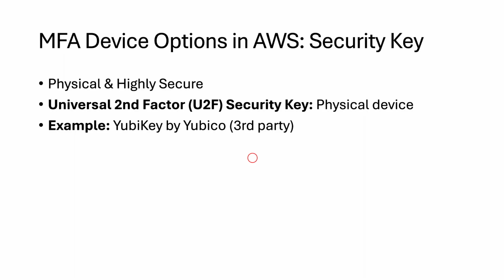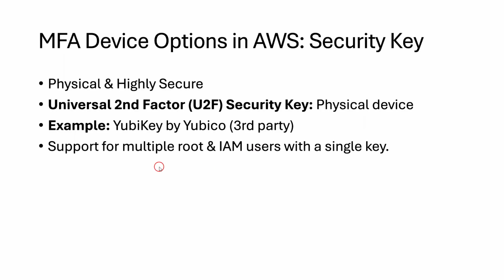This YubiKey is used as a universal second factor security key, which is nothing but an MFA device. It will generate multiple tokens. You plug it into your computer's USB port or tap it to your phone if NFC is enabled. They are very secure and convenient, and a single security key can support multiple root and IAM users. Like Authy, which supports multiple accounts using a single app, similarly a single key can be used for multiple accounts. It will generate tokens for multiple accounts.